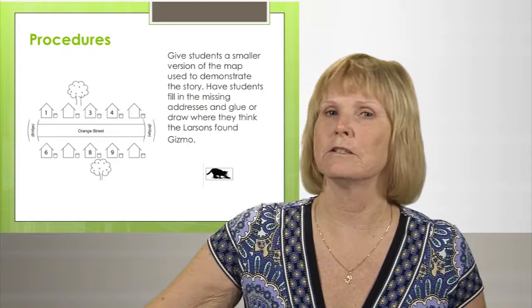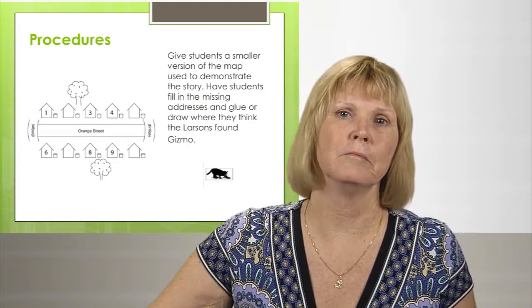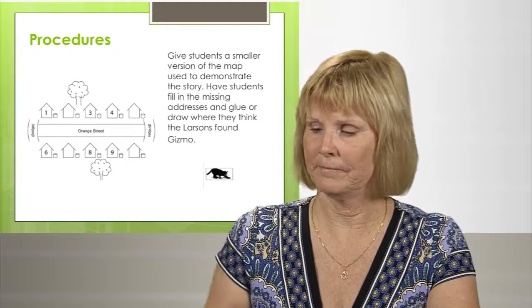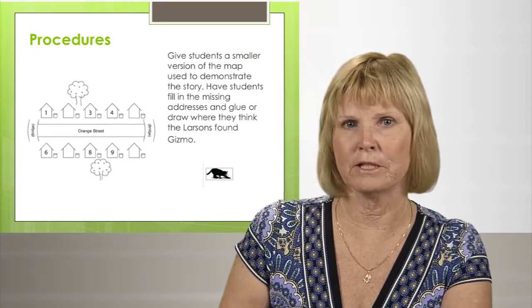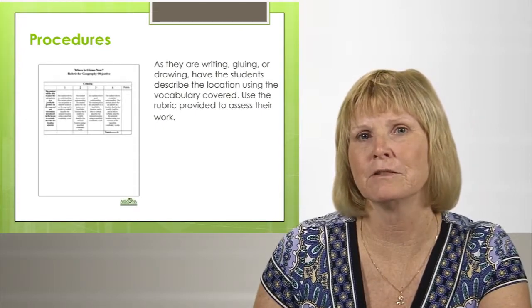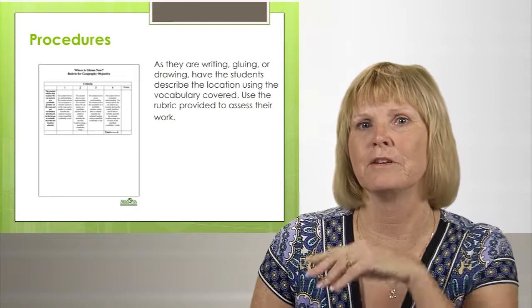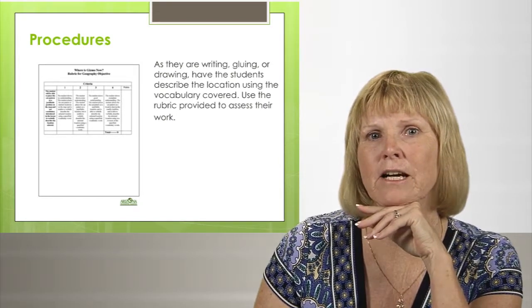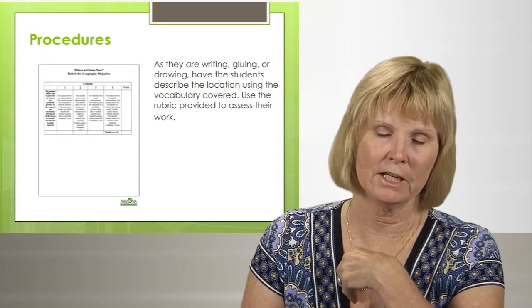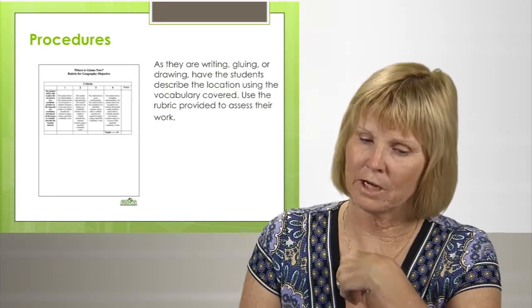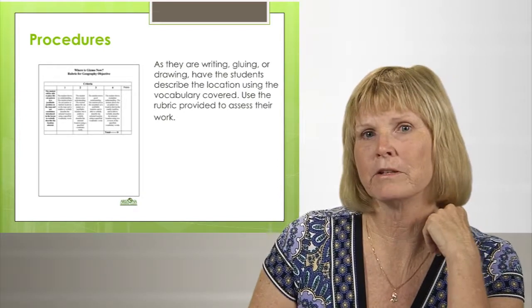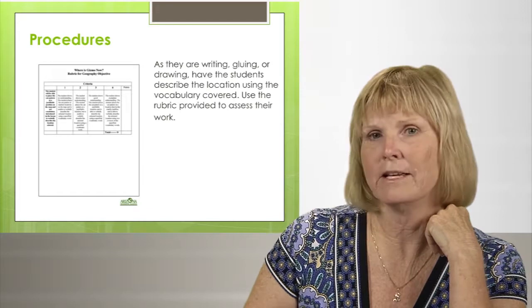You're going to give students a smaller map to demonstrate the story, and then have them fill in the missing addresses so they can practice their numbers in sequence. As they are writing or gluing or drawing, have the students describe the locations using their vocabulary that's covered. And then as they're working on their own map where Gizmo may be found, you're going to be able to walk around and use the assessment rubric to determine whether your students have been able to master the skills of using spatial vocabulary.